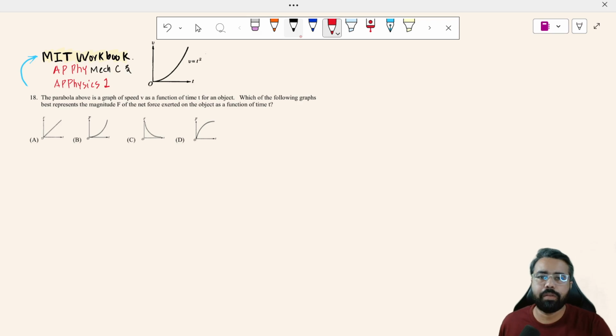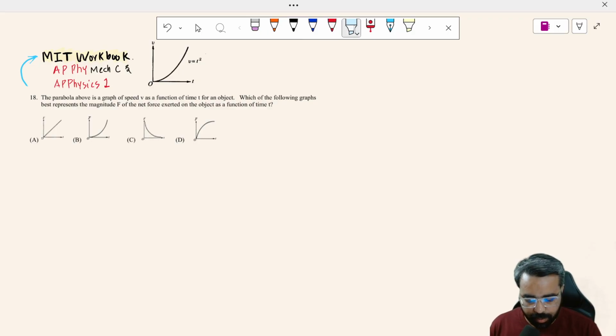In this question, we will try to identify the correct force-time graph from the parabola graph of velocity versus time. Okay, so first of all, let's understand how we can get from velocity-time to force mathematically.